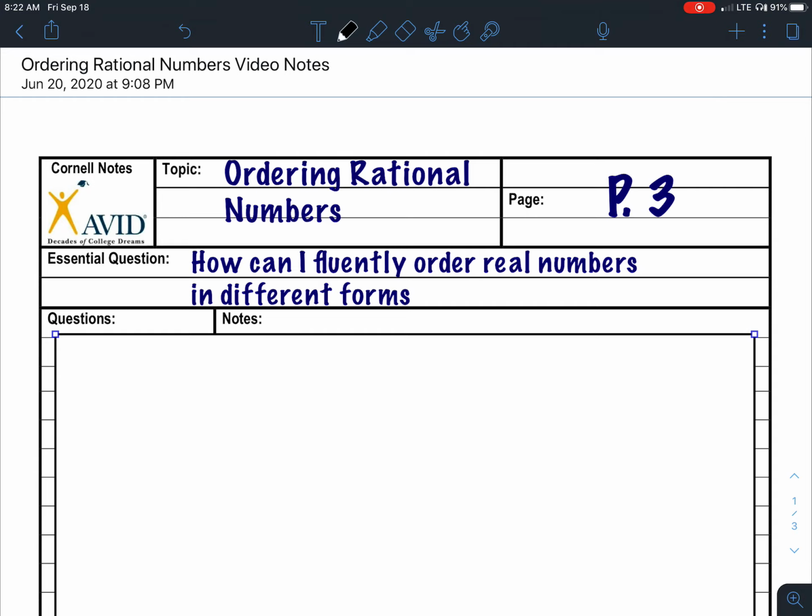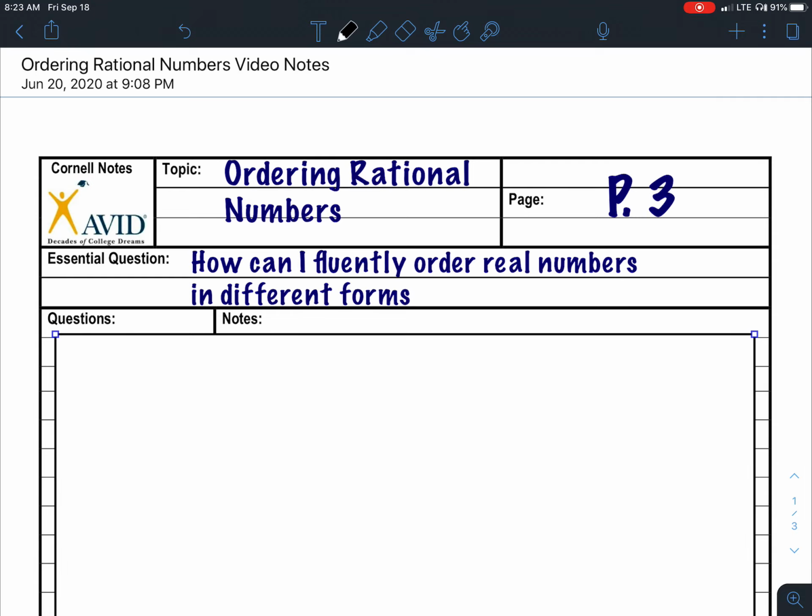So our essential question is how can I fluently order real numbers in different forms? When I'm talking about different forms, I mean comparing fractions to decimals to square roots. Now the best part about this year, the thing that makes this the easiest, is you have access to a calculator. So you're really not having to do any math on your own as long as you structure it correctly.